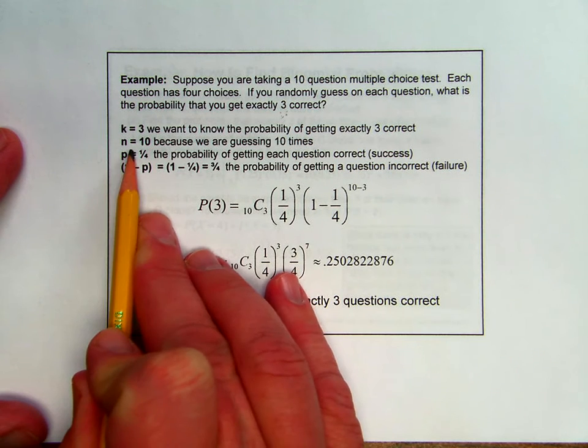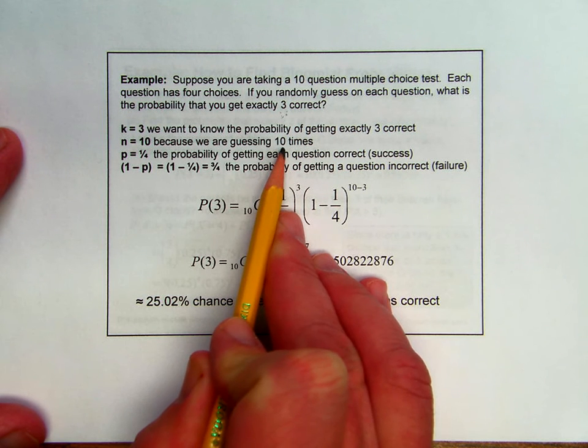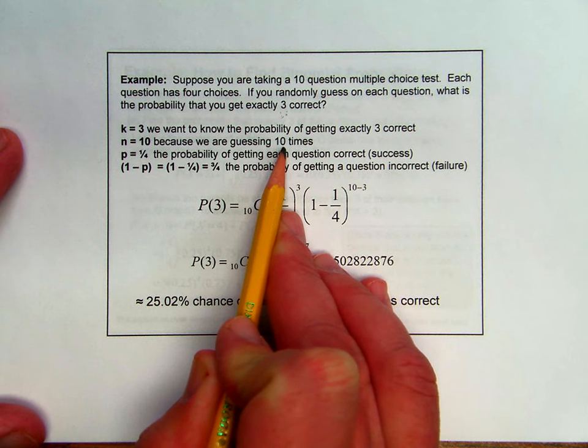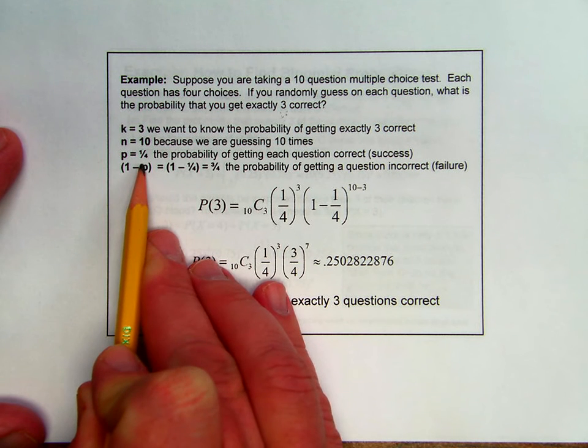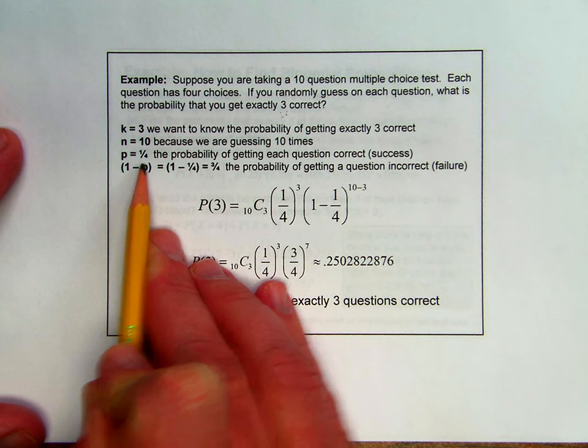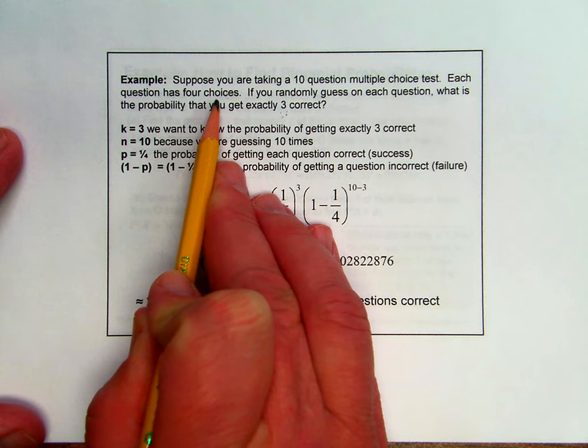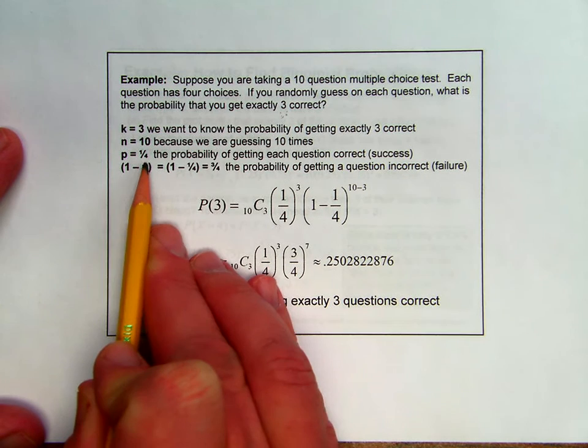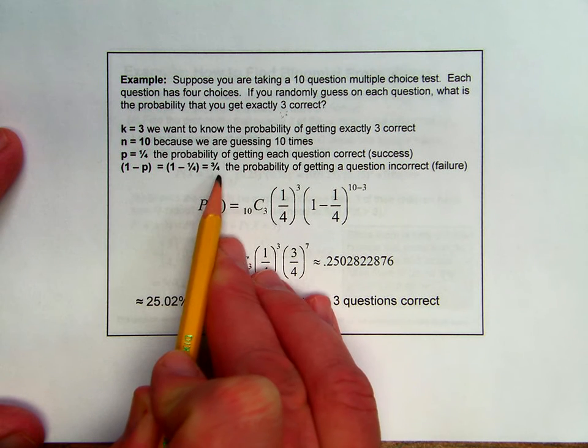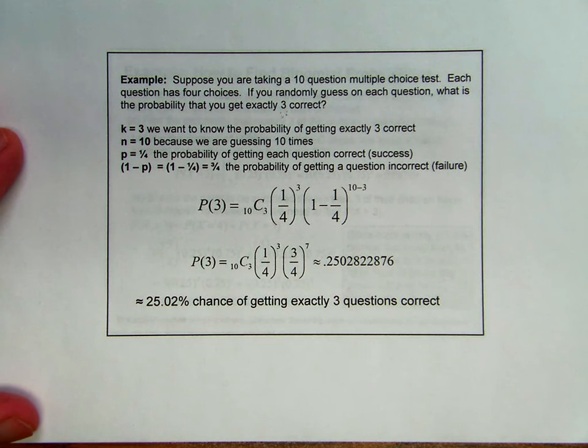n is our number of trials. Each time we guess, that's a trial. We're guessing 10 times because there are 10 questions. Your probability of success is 1/4. That's because each question has 4 choices. So you have a 1 out of 4 chance of guessing correct, which means your probability of failure is 3/4.